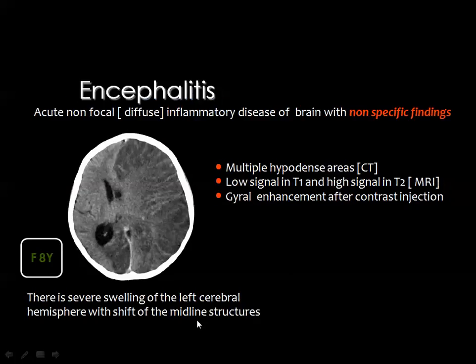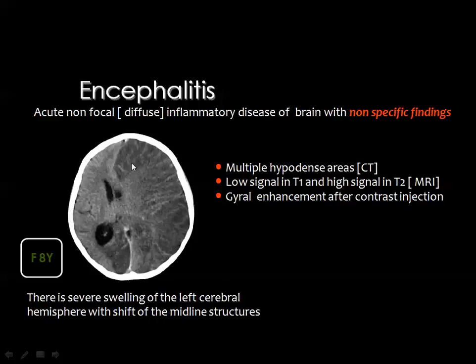Then encephalitis by CT will show non-specific findings. There are multiple hypodense areas. In MRI, they will show low signal in the T1 and high signal in the T2. And if you inject a contrast media in both CT and MRI, it is usual that you don't see any enhancement. But sometimes there is gyral enhancement after contrast injection.